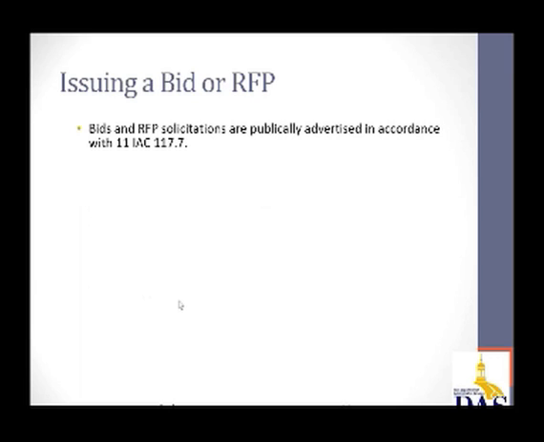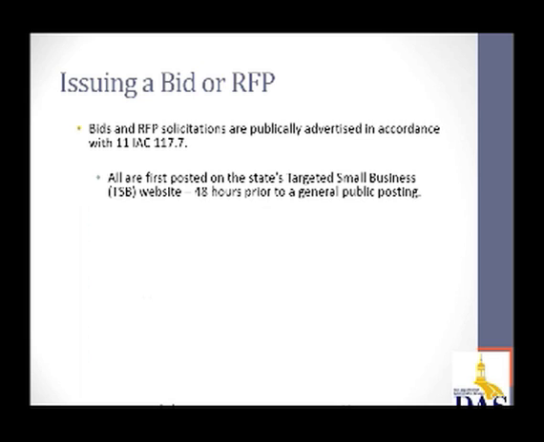Now we come to issuing our bids. All bids and RFPs are publicly advertised in accordance with administrative code. First, they're posted to the state's targeted small business website 48 hours prior to a general public posting. This allows the targeted small business community to review what we want, see if they can participate, and we have authority through code to award business to them if it equals $10,000 or less without any further competition, any further quotes. It's specifically spelled out in our code.